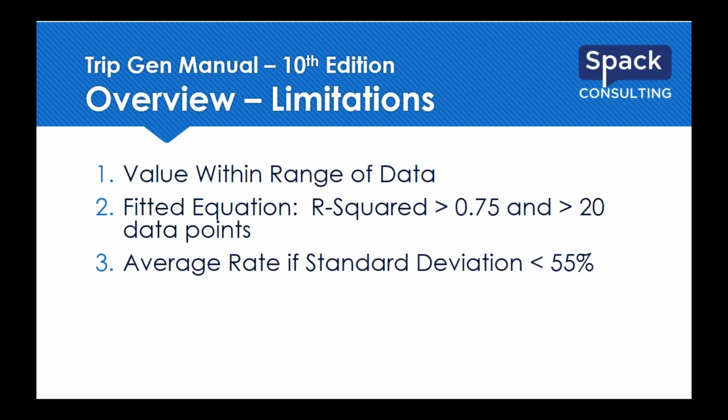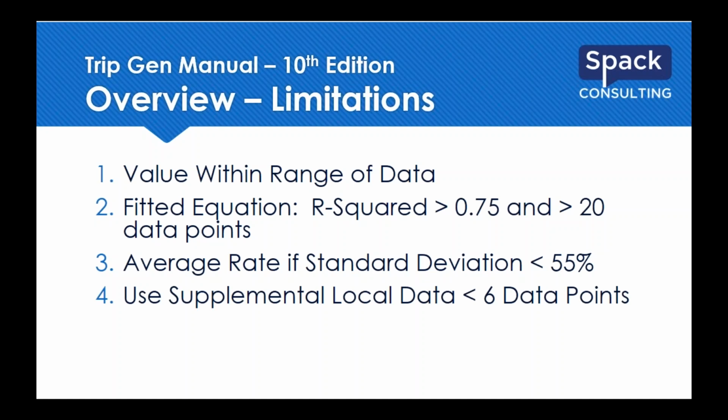So next up, the standard deviation on that average rate, if you're going to use the average rate, should be less than 55%. Unfortunately, none of the data sets give the percentage. They give the standard deviation of the rate, but not the percentage, so this is a piece of math you have to do. Of course, you can eyeball it to make sure it's half or less, but none of the data sets give this for you. Last one is if you have less than 6 data points, to use supplemental data.